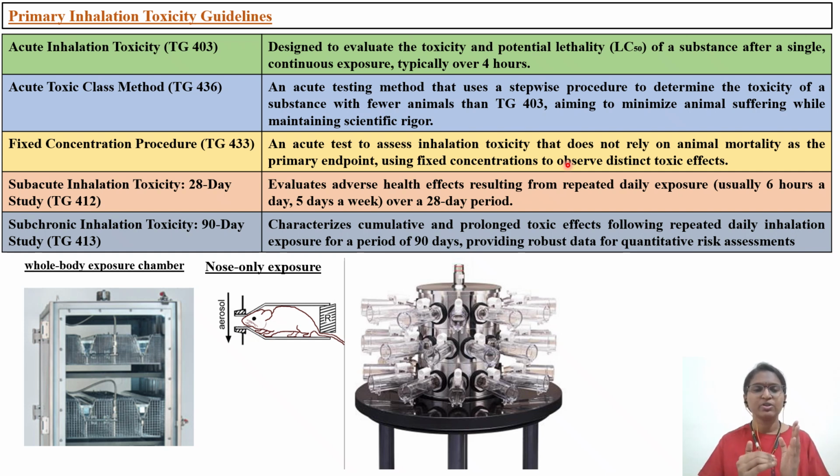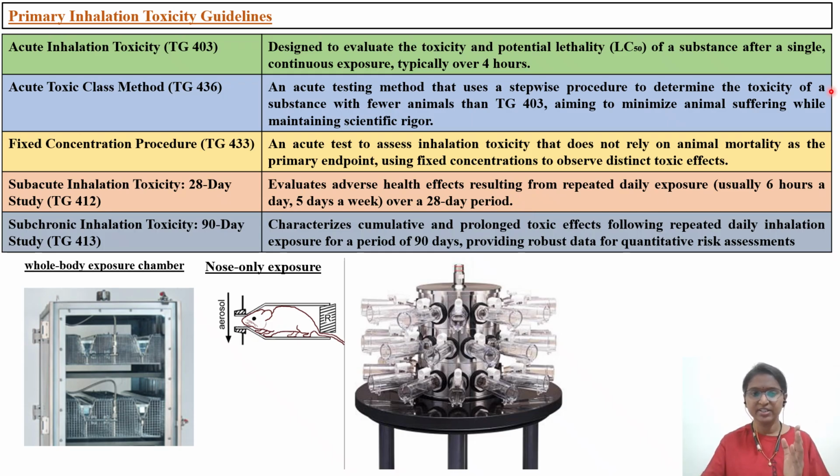Okay. Coming to repeat dose toxicology, we have the 28-day tox study, OECD guideline 412, which evaluates adverse health effects resulting from repeated daily exposure. Usually the exposure is 6 hours per day, 5 days per week, for 28 days with continuous dosing. So when you are calculating permitted daily exposure, you will be doing a correction. The 6 hours exposure you have to extrapolate to 24 hours, and 5 days per week you have to extrapolate to 7 days. So 5 by 7, 6 by 24. In certain studies you might get 5 hours or in certain places 8 hours, then you have to use 8 by 24 or 5 by 24 based on the study details.